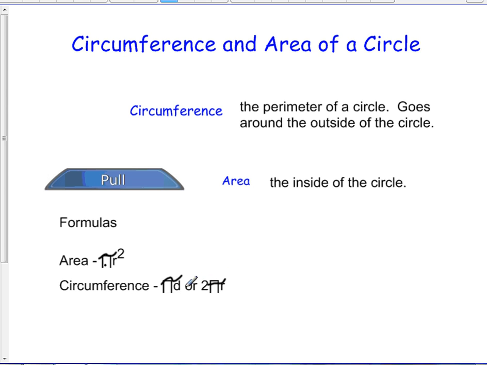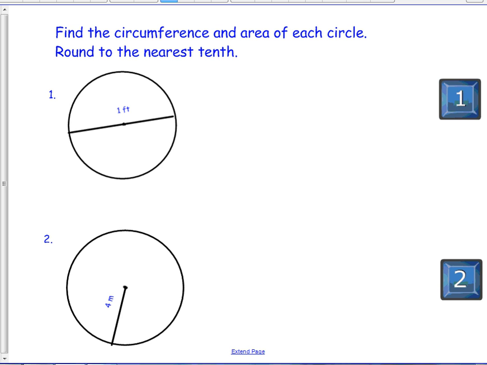multiplying it by 2, which will get us the diameter, and then multiplying it by pi. Alright, it's whatever is easiest for you, either one works. Okay, so let's do an example real quick.